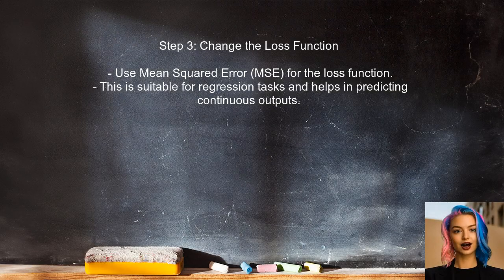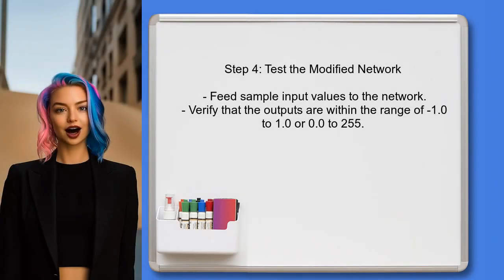Now, the user needs to modify the training process. Instead of using a binary cross-entropy loss function, the user should implement a mean-squared error loss function. This will help the network learn to predict continuous values effectively. Finally, the user should test the modified network with sample data to ensure it produces the expected outputs. This involves feeding the network input values and checking if the outputs fall within the desired range.